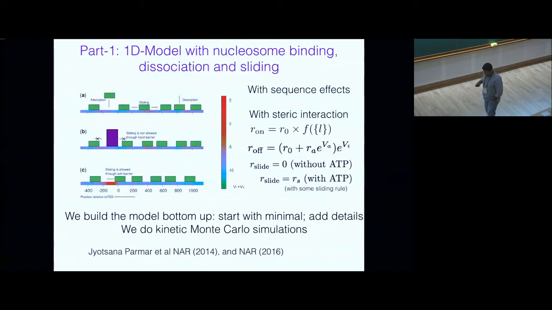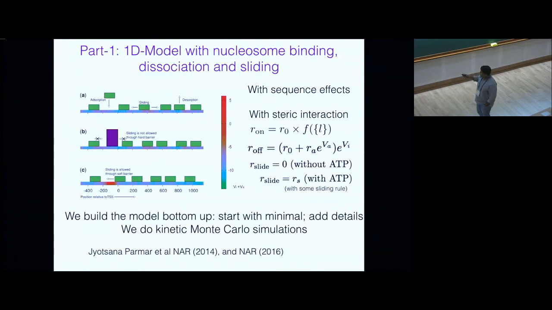So the details of the model are in deciding all these rates. The R on would depend on the available space because they are sterically interacting. R off would depend on the intrinsic rate and some sequence affinity VI, which we can get from some bioinformatics information. And VA is the active disassembly, the energy used, like the delta mu. And there is a sliding, which is essentially 0 without ATP in the time scale that we are interested in. And otherwise, there is a sliding.